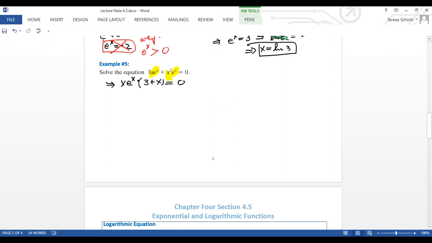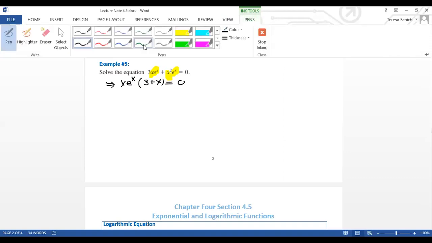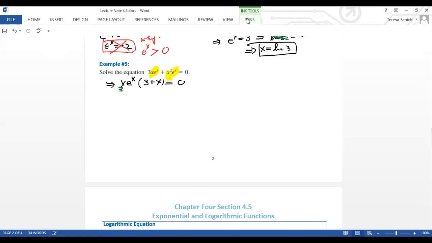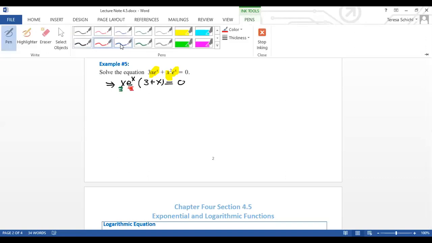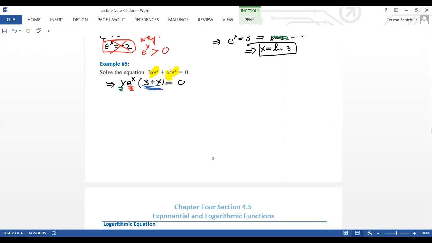That's good. So I have three things, right? I have x times e^x and times 3 plus x equal to 0. So I can set this equal to 0, this equal to 0, and this equal to 0, right? And solve it. Okay, so let's see here. I said x equal to 0. Okay, so that's nothing to solve. Then I will set e^x equal to 0. Okay, so what is x? No solutions, right?